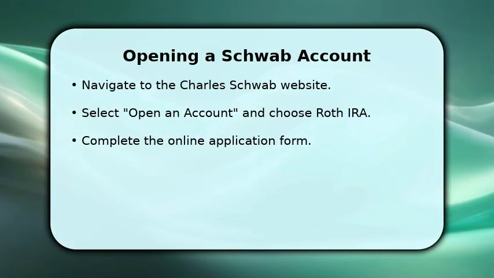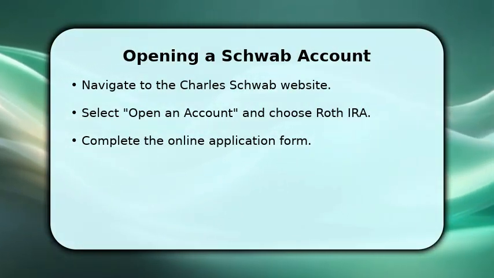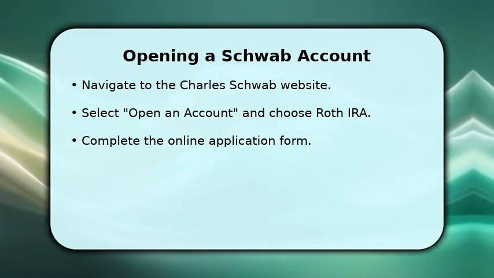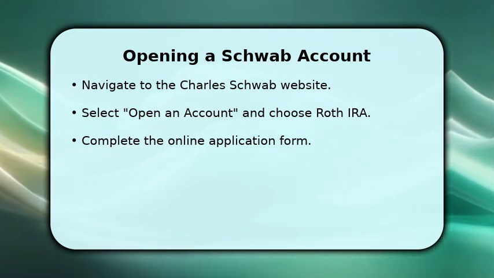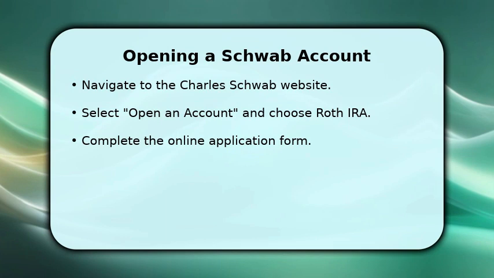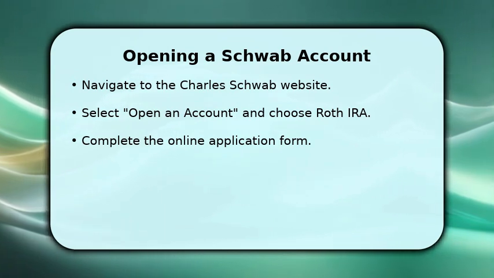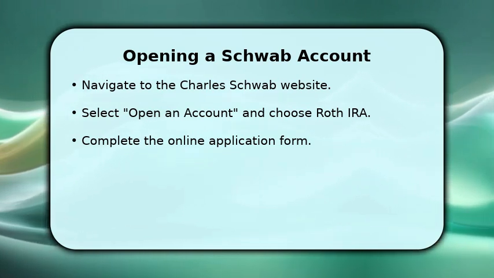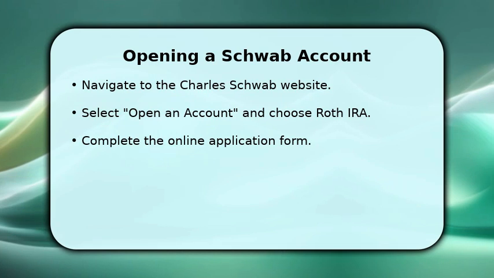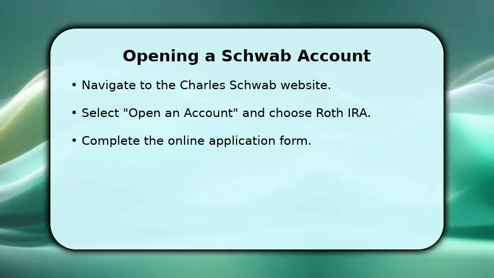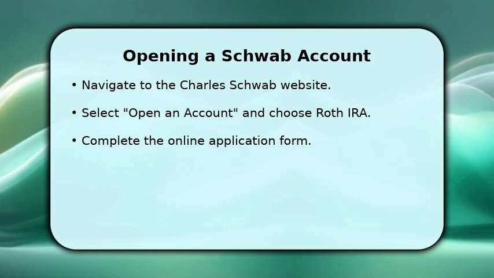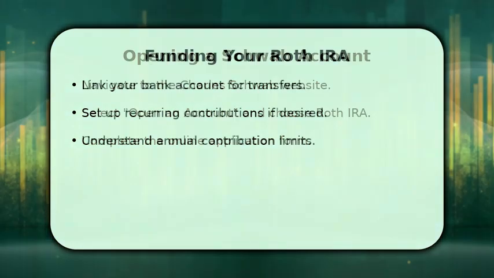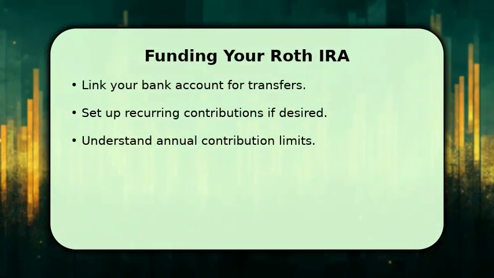Now, let's open your account. Navigate to the Charles Schwab website and select the option to open a new account. Choose the Roth IRA from the available account types. You will then complete the online application form, providing your personal and financial details accurately. This step is straightforward, guiding you through each section to ensure all required information is captured correctly for your new retirement savings vehicle. Once your account is open, it's time to fund it.